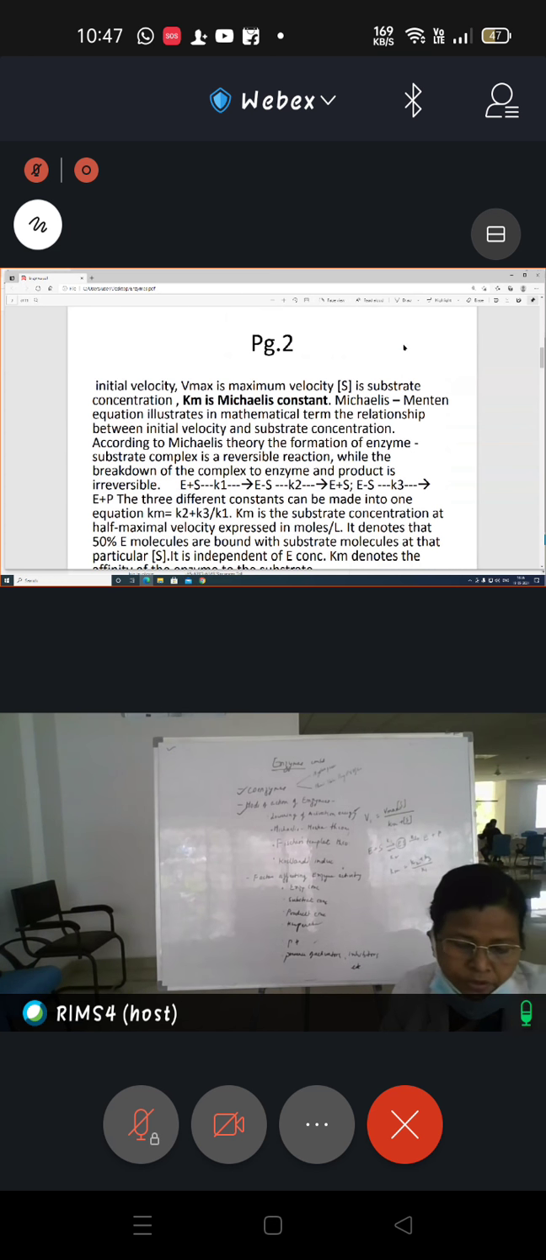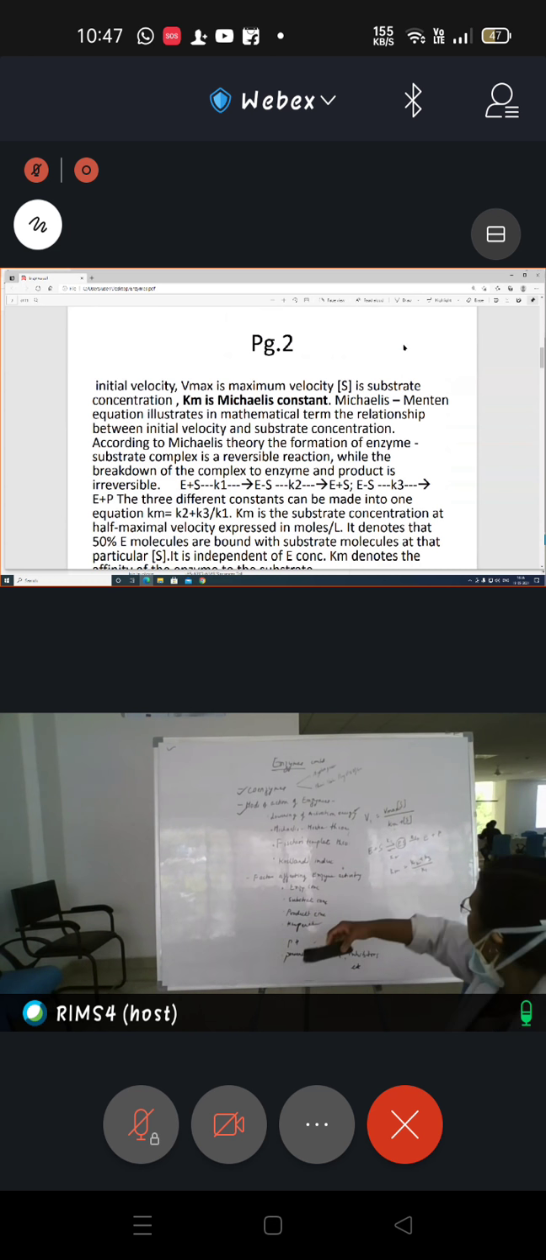The Michaelis-Menten equation illustrates the mathematical relationship between the initial velocity and the substrate concentration. The Km is the substrate concentration at which the velocity is half the maximum velocity. So we can also derive this.